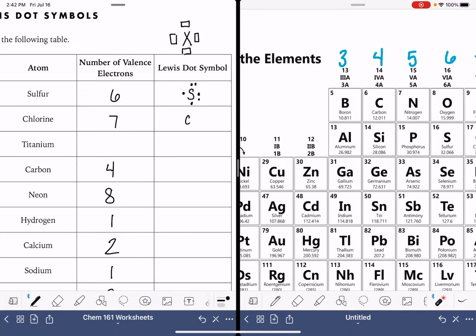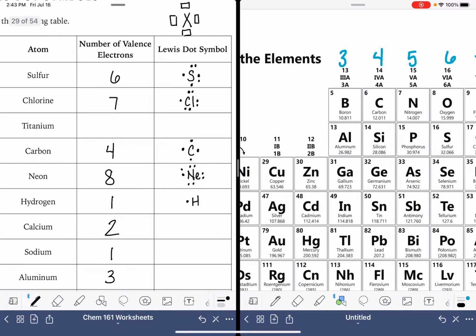So let's practice this again with chlorine. We have 7 dots, and we're just going to go 1, 2, 3, 4, 5, 6, 7. Most people find it easy to just start at 12 o'clock and go clockwise. Carbon, we have 4. That's 1, 2, 3, 4. Neon has 8. That's 1, 2, 3, 4, 5, 6, 7, 8. Hydrogen has 1. Now, typically with hydrogen, a lot of times we just draw that dot on the right-hand side. But honestly, it does not matter where you draw these electrons. As long as you're following the rule of not pairing any of them up until you've occupied every space, you're fine. Calcium has 2, so that's going to be 2 dots.